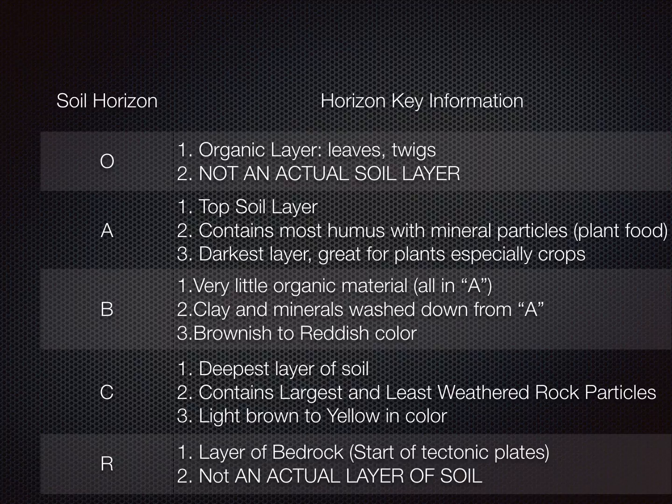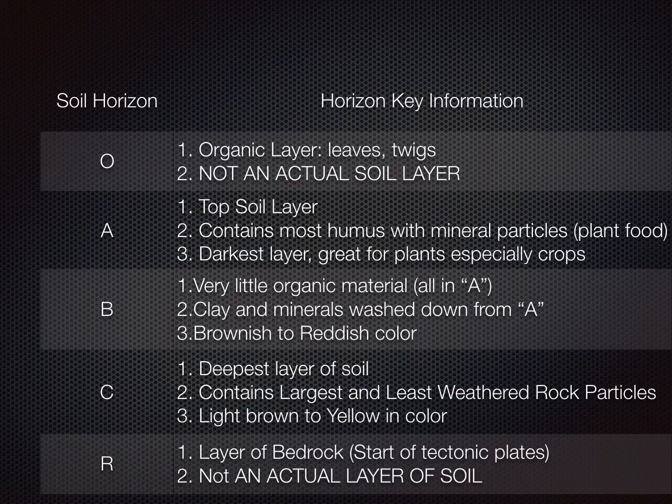But soils go in order with the alphabet. All real soils are A, B, and C. With A, it's your topsoil layer. This is the stuff you buy from Walmart or from Home Depot to plant your things in. This contains humus with mineral particles. This is plant food, and so it's usually the darkest layer. It's great for plants, especially with crops. So in North Carolina, we have a very rich A layer. In other places like the desert, they have a very slim A layer.